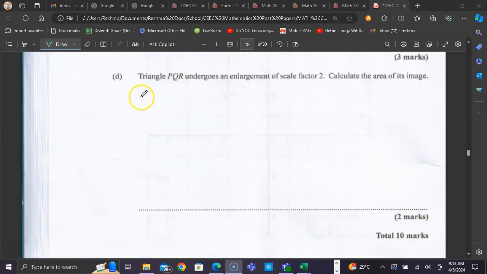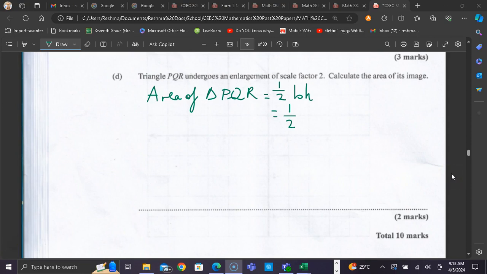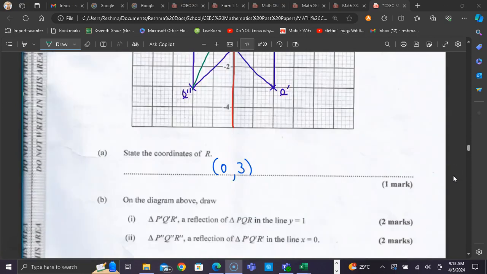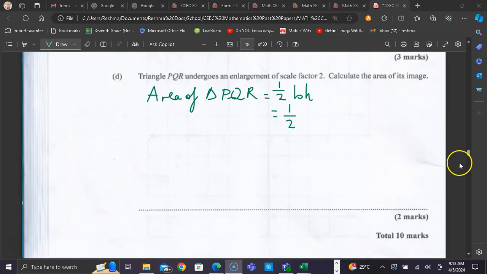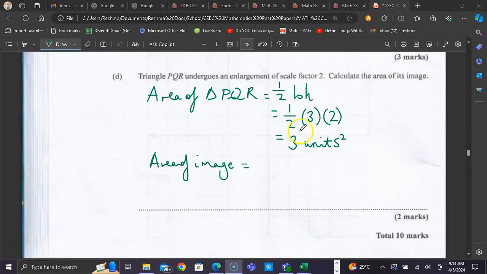And the last part, for 2 marks: triangle PQR undergoes an enlargement of scale factor 2, calculate the area of its image. First we need to find the area of triangle PQR, which is half base times height. In the diagram, the base is 3 units and the height is 2 units. So half times 3 times 2 gives 3 units squared. The area of the image will be the scale factor squared, which is 2 squared, 4 times the area of the object, 3. Therefore the area of the image is 12 units squared.